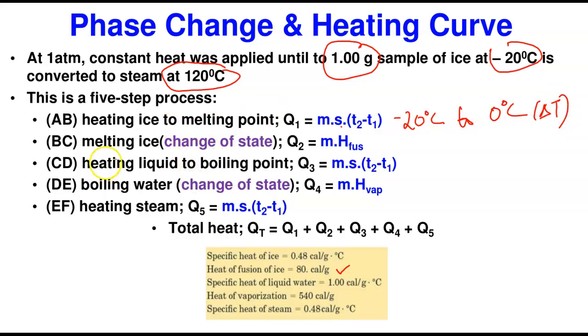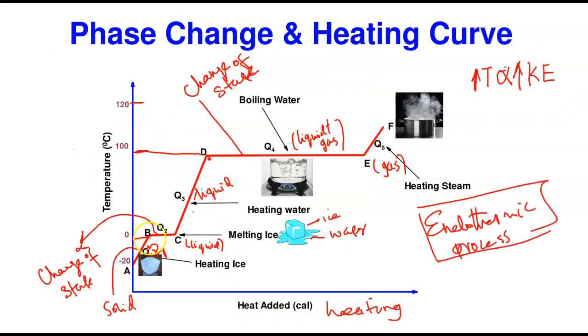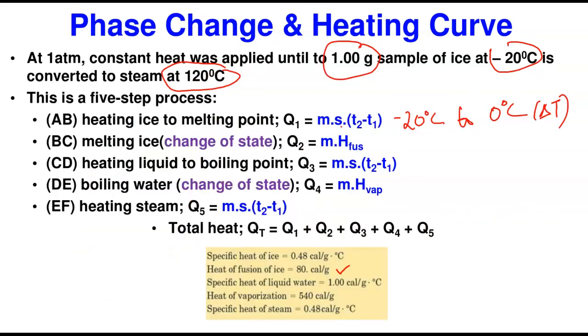Now, from B to C, remember again, from B to C is the change of state. In change of state, there is the melting of the ice. We are going from solid to liquid. The formula you're going to use is Q2 equals mass times heat of fusion. Heat of fusion, remember earlier I told you, is the amount of heat needed to melt exactly 1 gram of any solid until it becomes a liquid. The heat needed for that process to occur is what we call the heat of fusion.